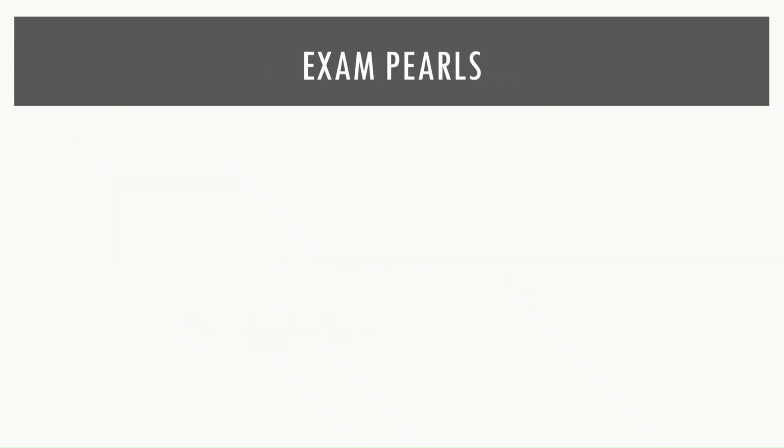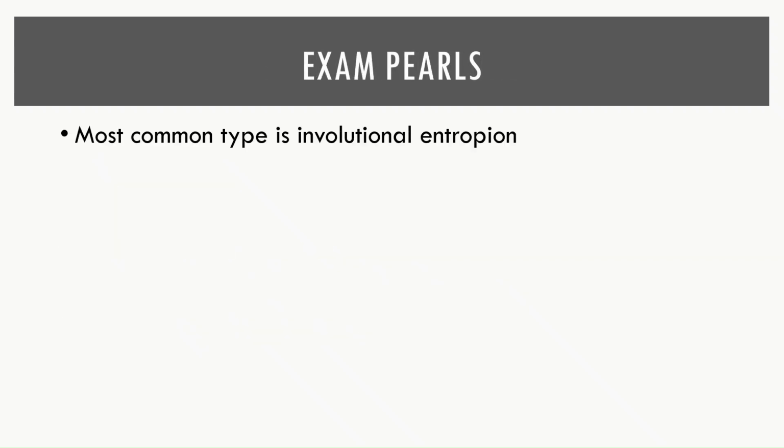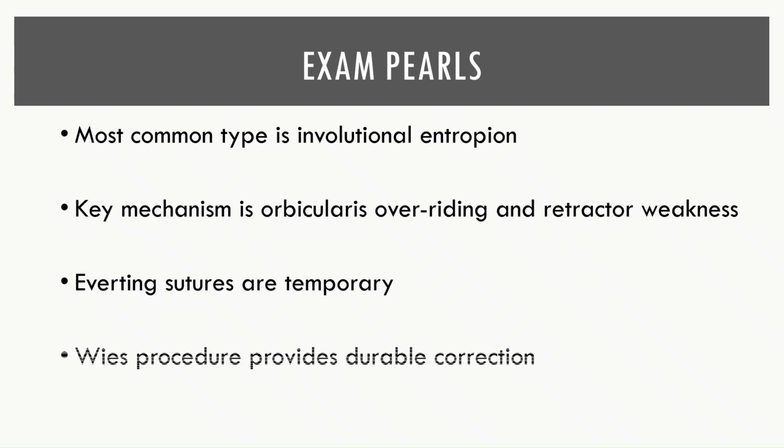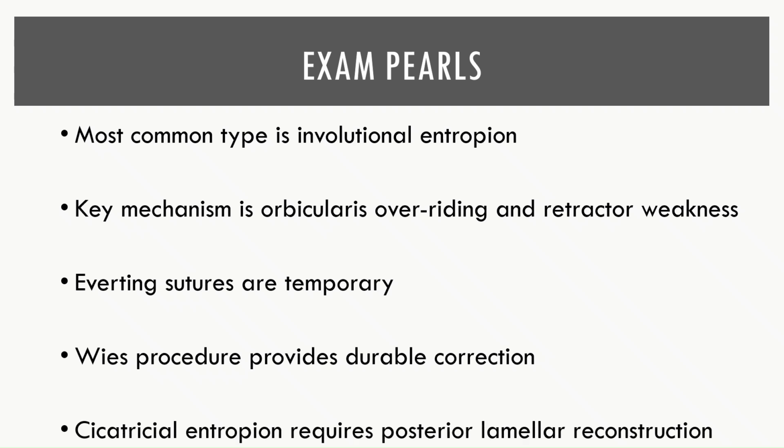Some exam relevant points are: the most common type of entropion is involutional entropion. Key mechanism is orbicularis overriding and retractor weakness. Everting sutures are temporary. Weiss procedure provides durable correction. Cicatricial entropion requires posterior lamellar reconstruction.